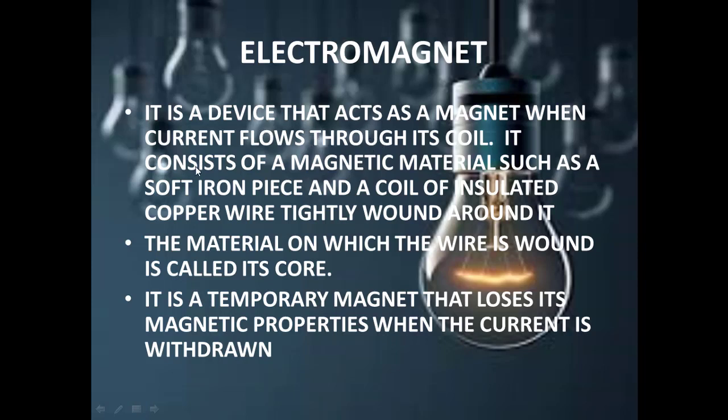An electromagnet is a device that acts as a magnet when current flows through its coil. It consists of a magnetic material such as a soft iron piece and a coil of insulated copper wire tightly wound around it. The material on which the wire is wound is called a core, and it is a temporary magnet that loses its magnetic properties when the current is withdrawn.